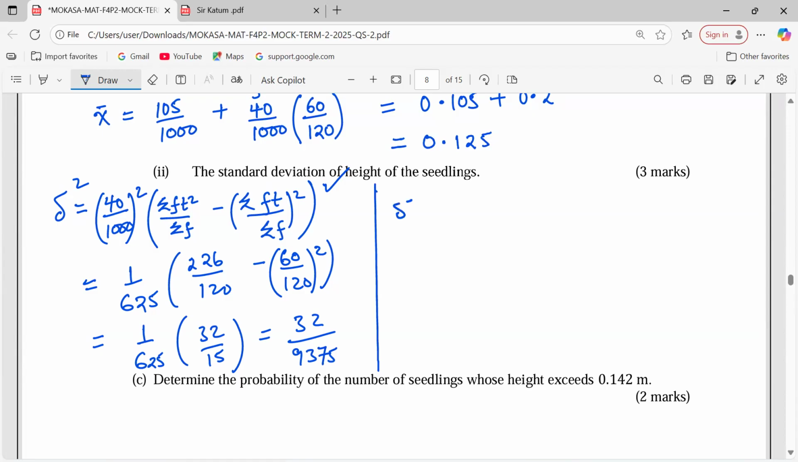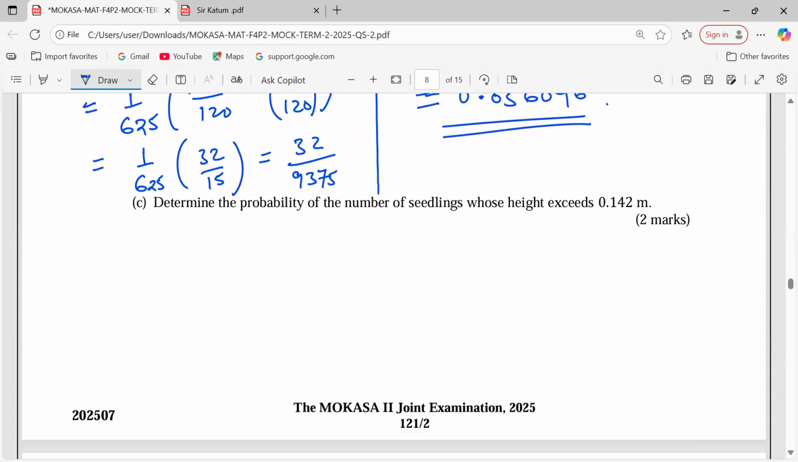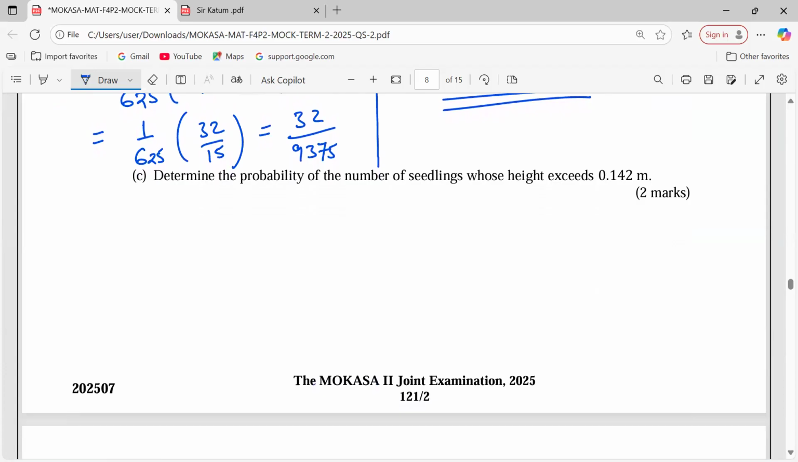Because this is our variance, now the standard deviation will be the square root of variance, which is the square root of 32 out of 93.75. And this is going to give us a standard deviation of 0.056096. That's now the standard deviation. That is strictly according to the formula.